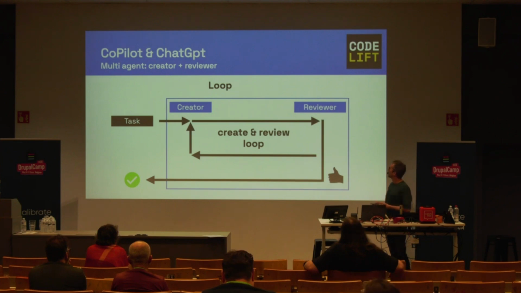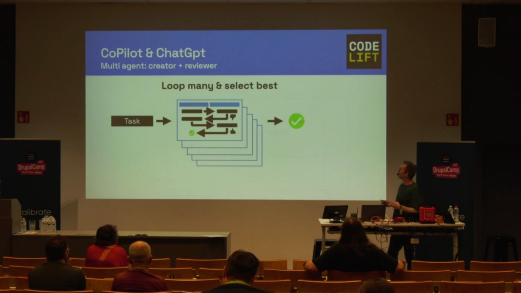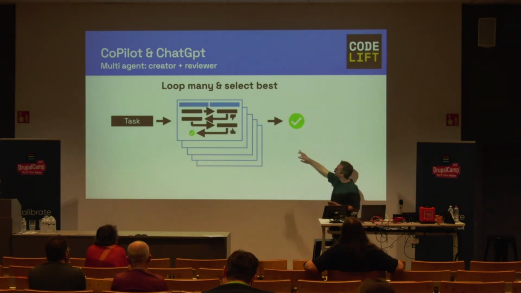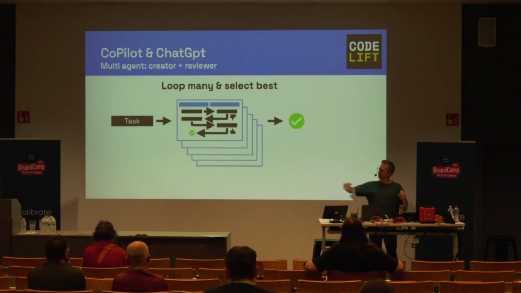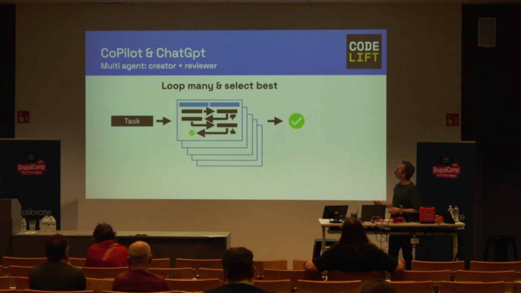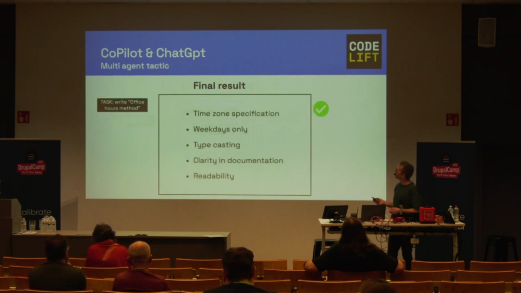You can also do this in a loop, where instead of doing it one shot, like create and review, you do this a couple of times. And there is also a method to do this multiple times, and it's also quite interesting, because then, instead of taking the first answer as base, it can generate really different answers, make them better, and then choose the best one. So this is all called multi-agent.